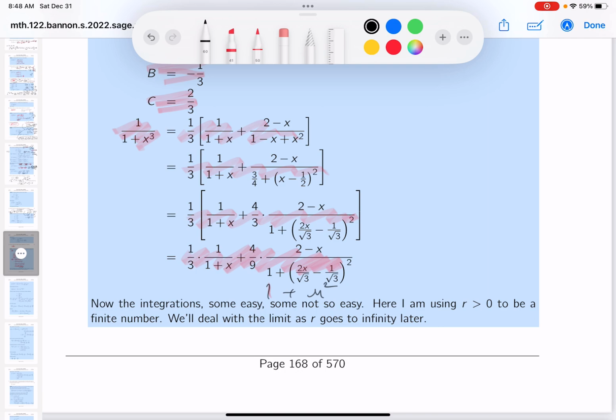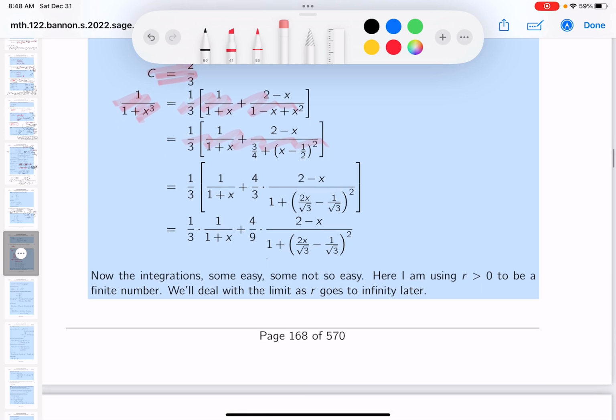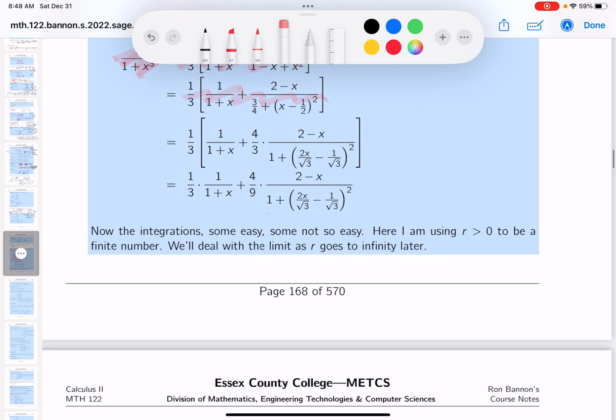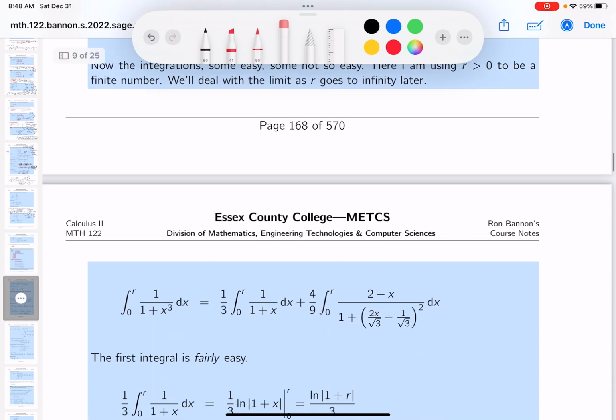All right, so I'm going to say it's work to get through that. There's no doubt about that, but you will eventually get here. You should anyway be able to get there. Now certainly, some of the integrations look really easy to do. Some don't look easy to do. We'll worry about the limit later, by the way.